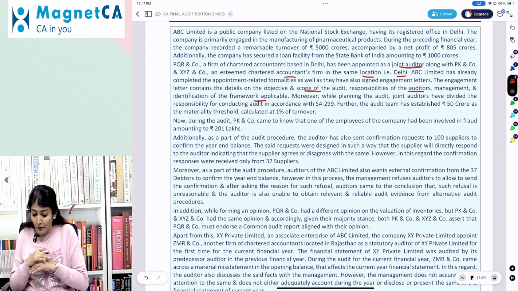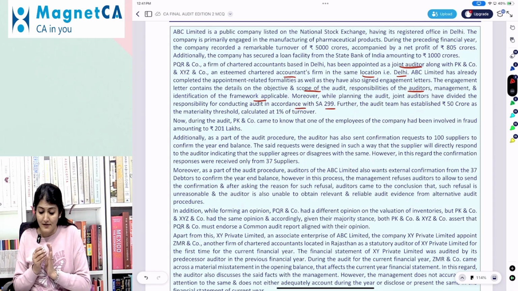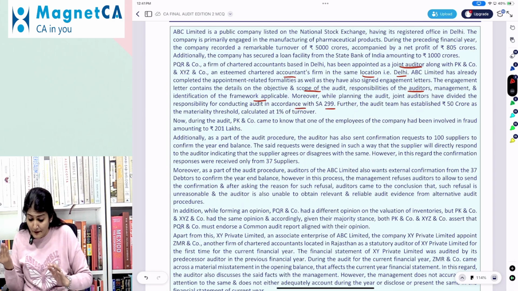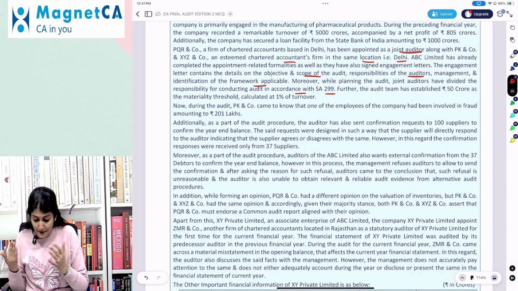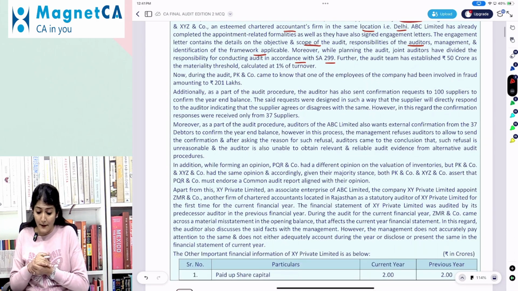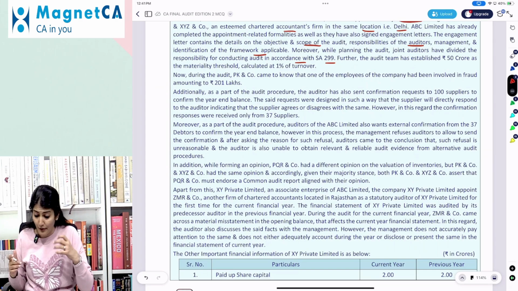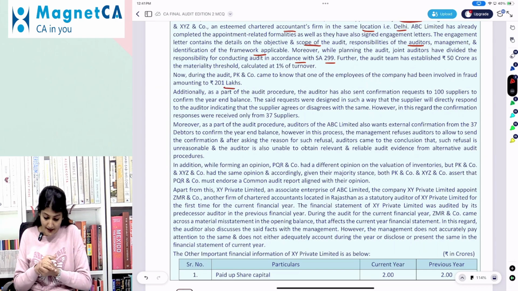Moreover, while planning the audit, joint auditors have divided the responsibility for conducting the audit in accordance with SA 299. Further, the audit team has established 50 crore as the materiality threshold, calculated at 1% of turnover. Now, during the audit, PK and Company came to know that one of the employees of the company has been involved in a fraud amounting to 201 lakh.